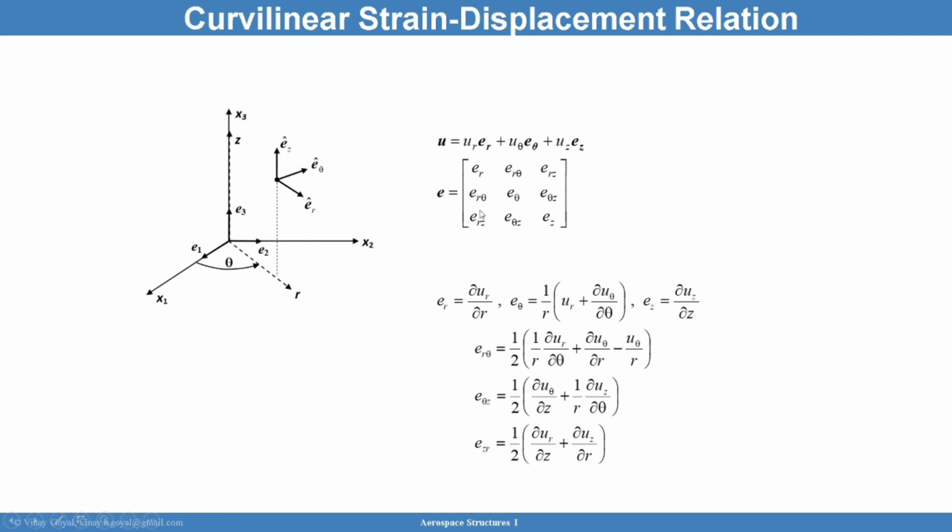The strains will be just that. UR represents the deflection in the radial direction. U theta represents the deflection in theta direction. And UZ represents the deflections in the Z direction. And the strain deflection relationships are going to look like this for a cylindrical coordinate system. And again, I still have 6 components of strain, and I have the 3 components of deflection.